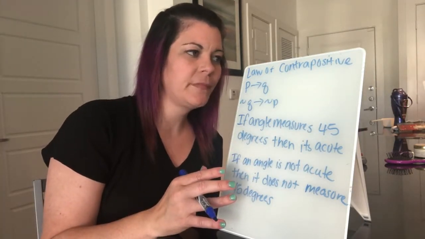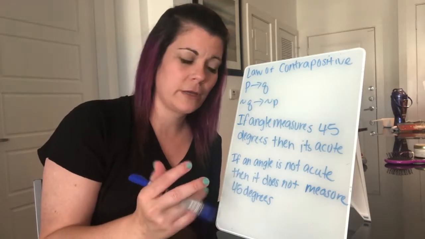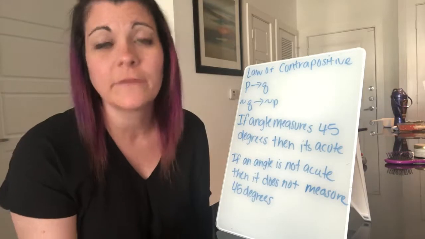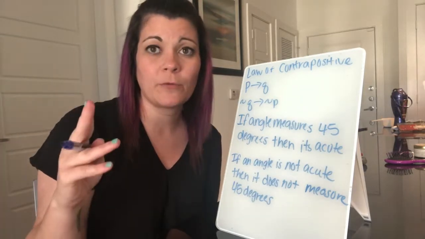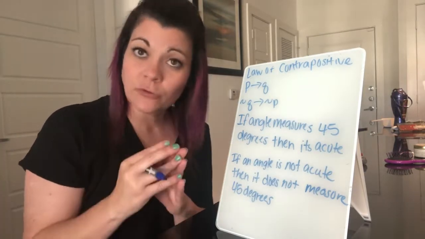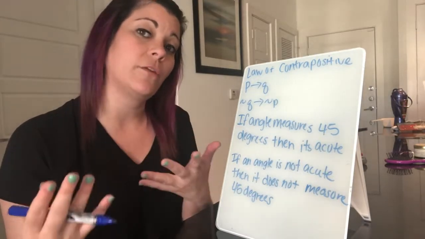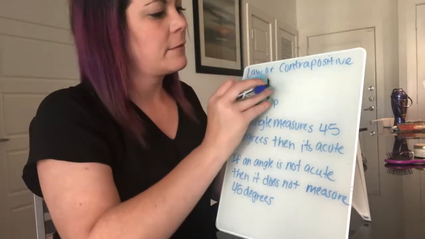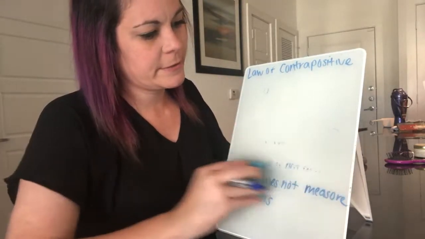So if you know the law of contrapositive, if you know a conditional statement and the contrapositive, you can assume that they both follow the same thing. They're either both true or they're both false because the law of contrapositive says that. Let's talk about the law of detachment.